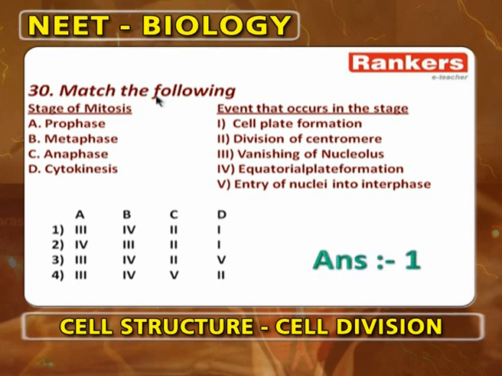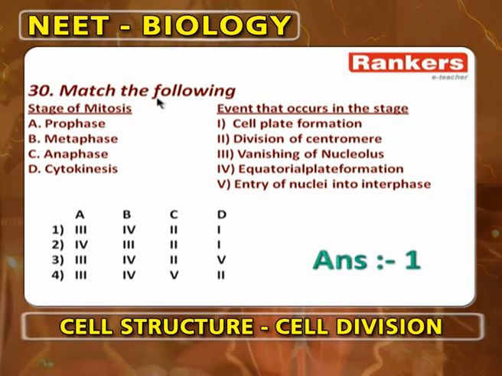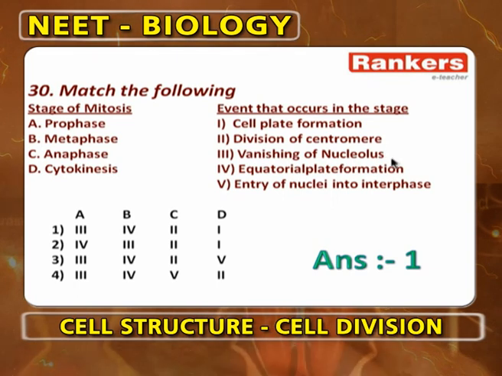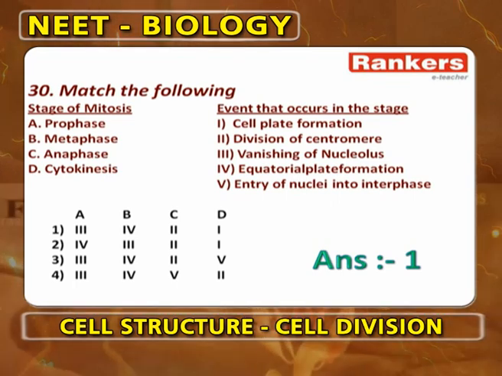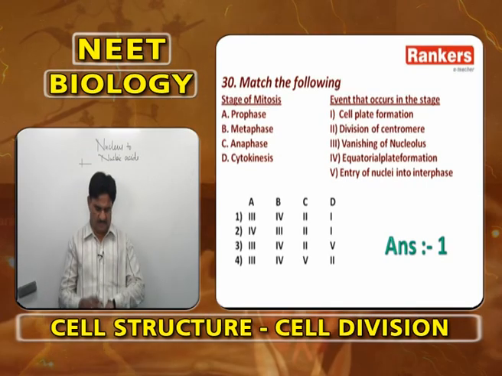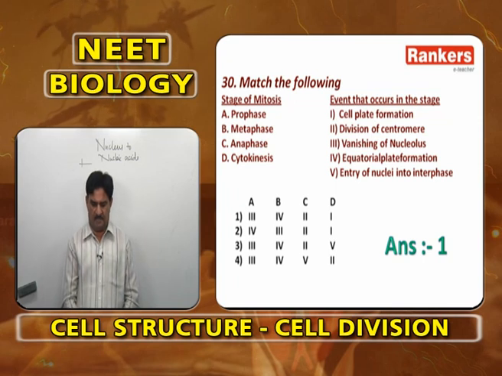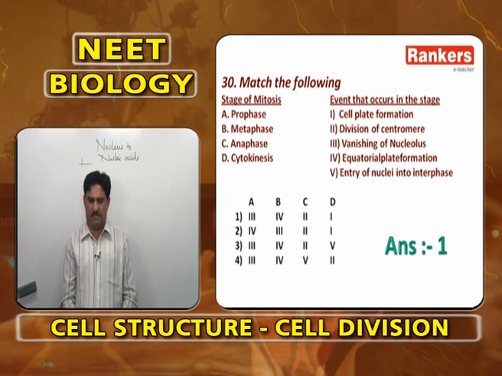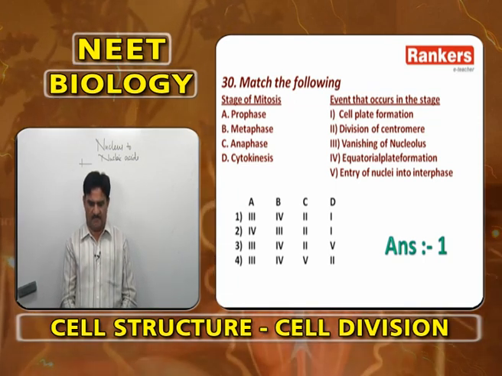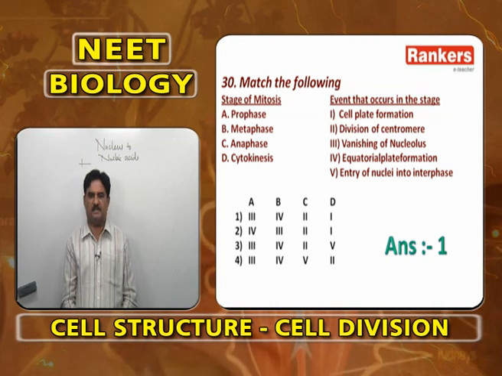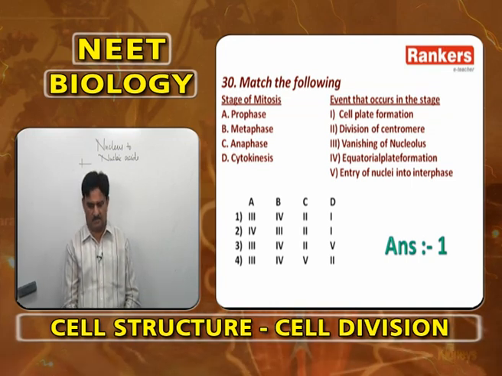Coming to a matching. Prophase, metaphase, anaphase, cytokinesis. Cell plate formation, division of centromere, vanishing of nucleolus, equatorial plate formation, entry of nuclei into interphase. A3, prophase, vanishing of nucleolus means disappearance of nucleolus. Metaphase, B4, equatorial plate formation. Anaphase, C2, division of centromere, formation of daughter chromosomes.